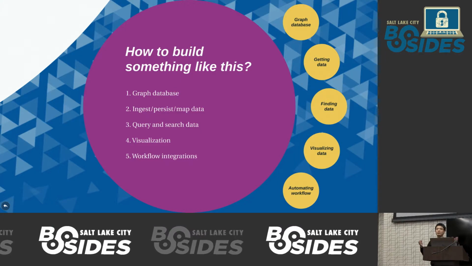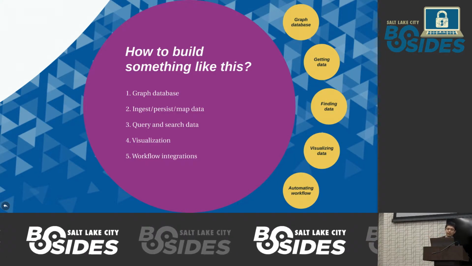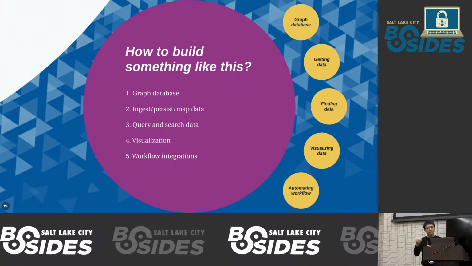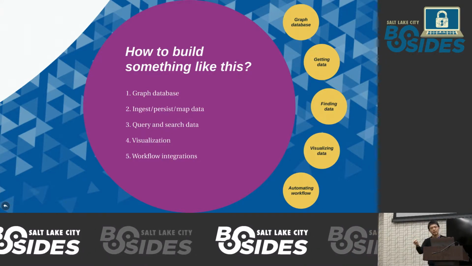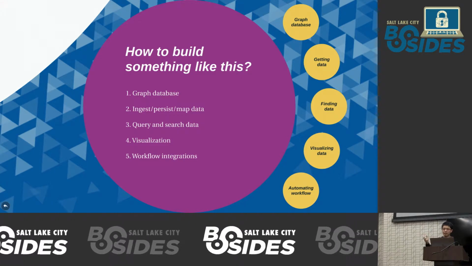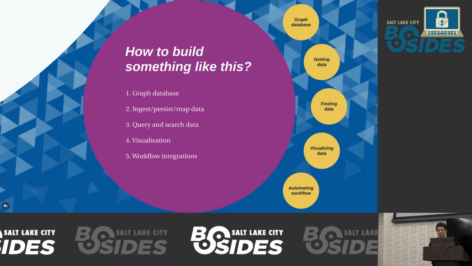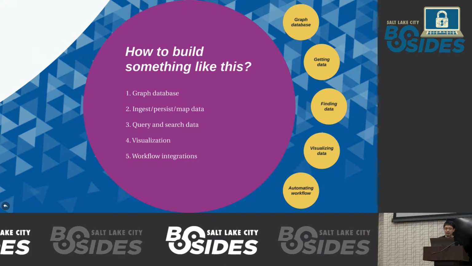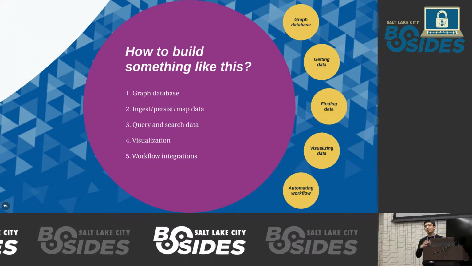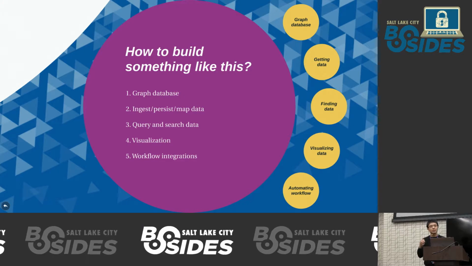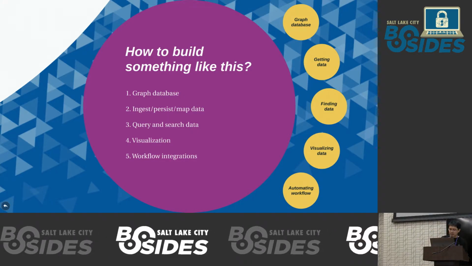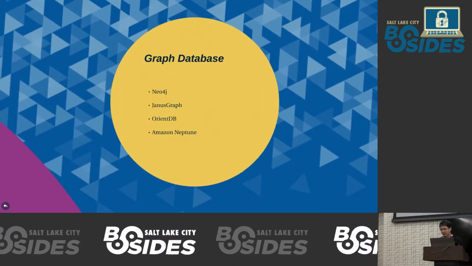You're going to need some sort of a graph database. Right? So this is a graph behind the scenes. You're going to need a way to get data in here and continuously get the data in here. And you're going to need a way to find the data, to query and search, like I mentioned before. And you're going to have something to visualize it. And then at the end, these advanced analytics and automation that I mentioned, you're going to need some sort of a workflow integration to enable those. So let's talk about each one of those in a little bit more detail.